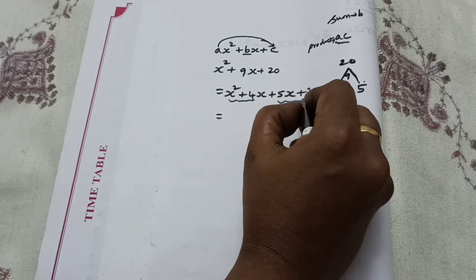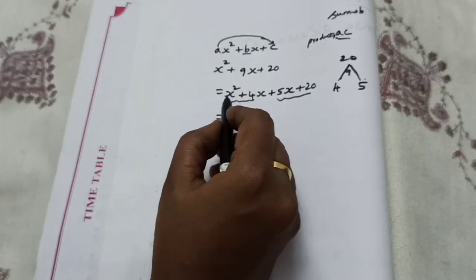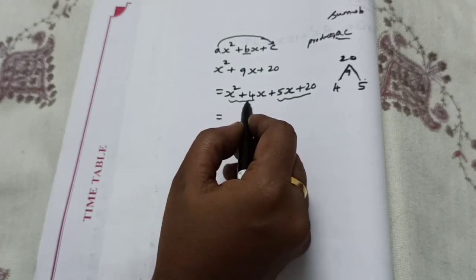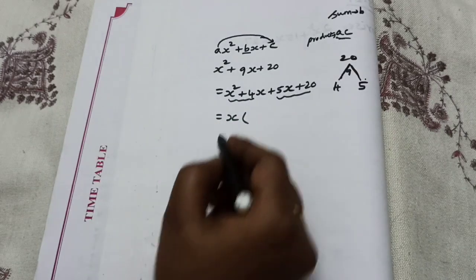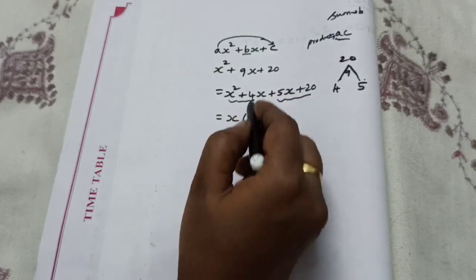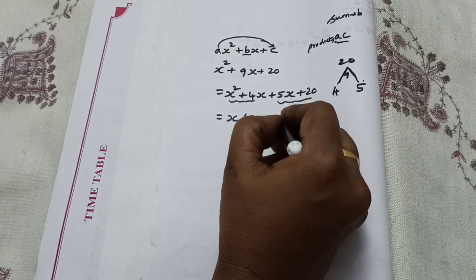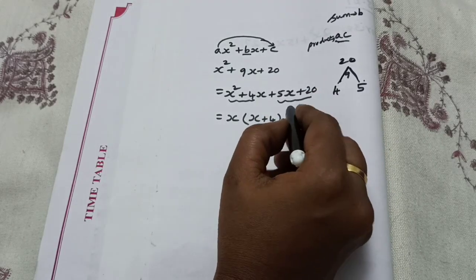Then afterwards, compare these two terms. Here, which is common? Here 2x is there, here 1x is there, isn't it? Shall we take x common outside? Remaining is 1x. Then here we took x outside, isn't it? Plus 4. Then here, in these two terms, which is common?